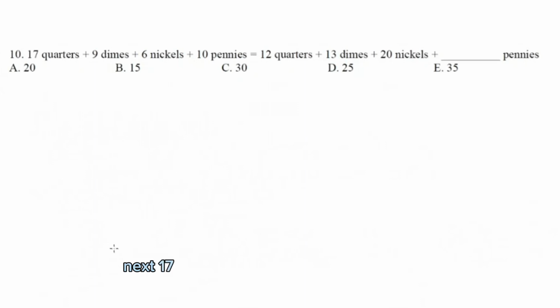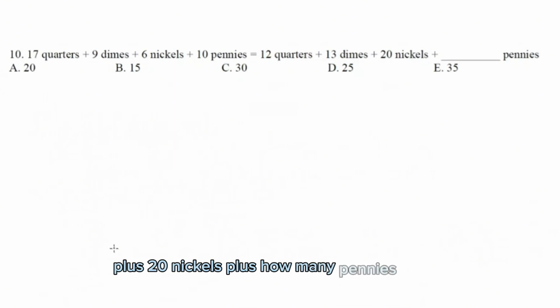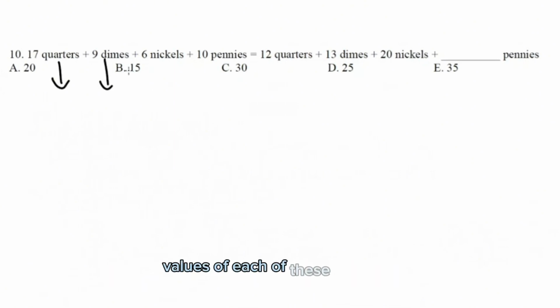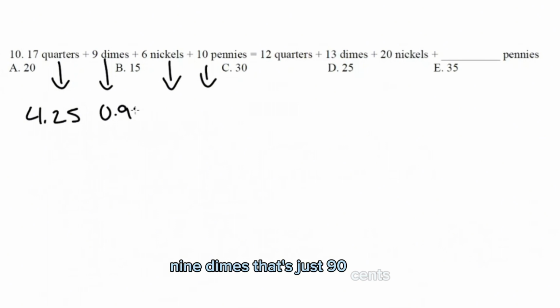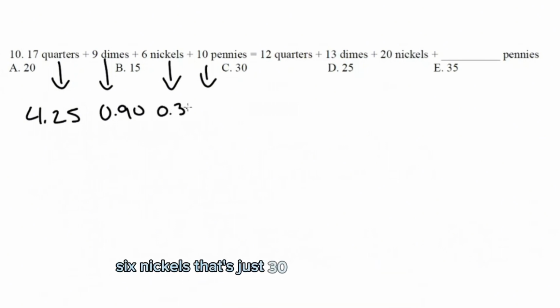Next, 17 quarters plus 9 dimes plus 6 nickels plus 10 pennies equals 12 quarters plus 13 dimes plus 20 nickels plus how many pennies? Alright, so all we have to do is calculate the individual values of each of these amounts and then find the missing value. Let's do that. So 17 quarters, that's just $4.25. 9 dimes, that's just 90 cents. 6 nickels, that's just 30 cents. And 10 pennies, that's just 10 cents.